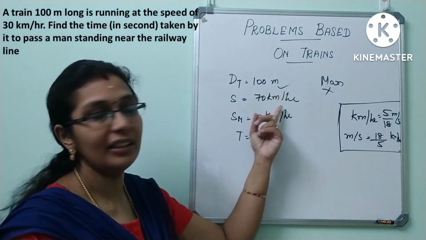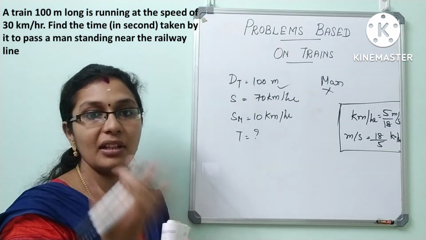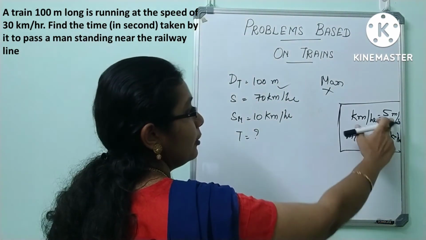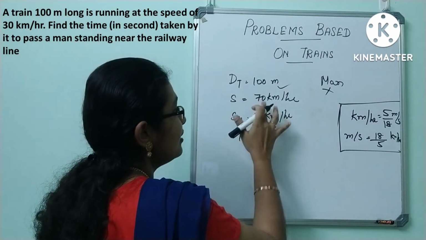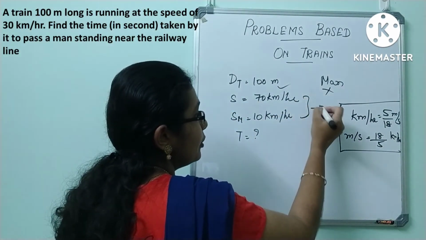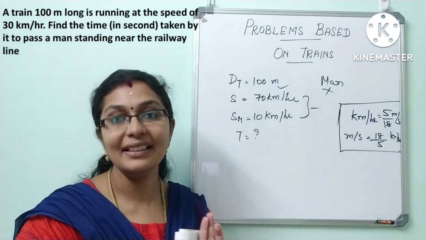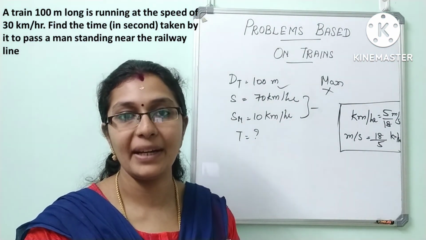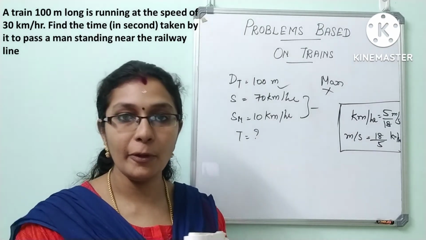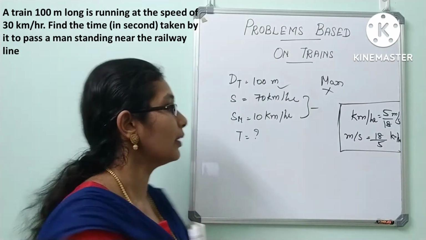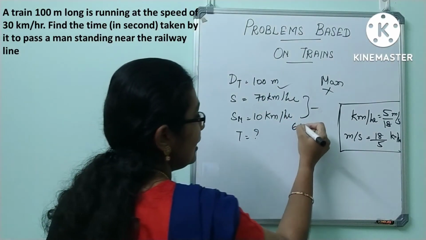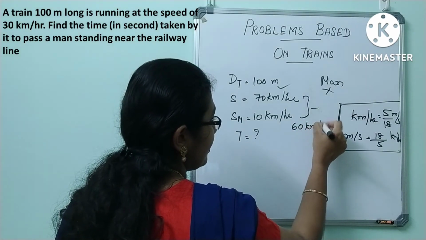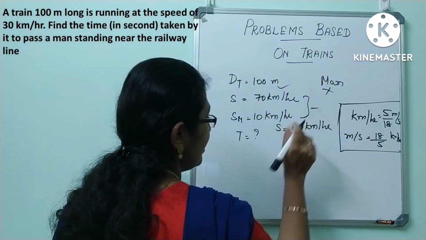So it is in different units. Here it is in meter and here it is in kilometer per hour. So convert that to meter per second. How will you do? Into 5 by 18. So first you will subtract these both speeds because they are moving in the same direction. Remember, when they move in the same direction we will subtract, and when they are moving in opposite direction we will add up their speed. Okay, so subtract, 60 km per hour you will get as speed, right?